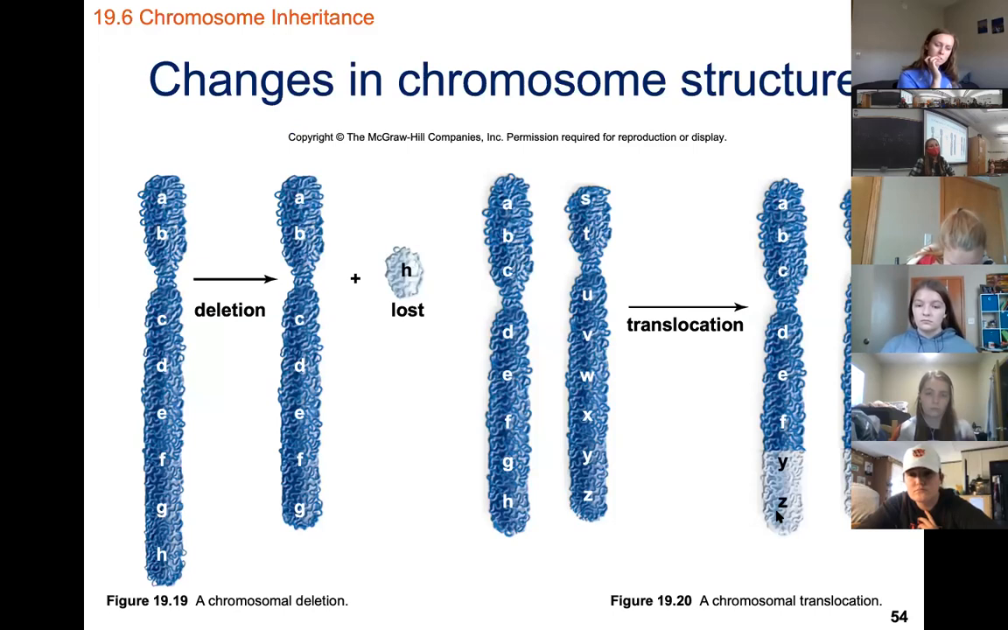Lastly, here we've got changes in chromosome structure. Same thing, it's just showing that your H can be lost there, and that would be considered a deletion. So on that far left, you have A, B, C, D, E, F, G, H. And then on the next one, you have A, B, C, D, E, F, G, and the H is lost. Translocation is where that Y and Z and the G and H flip. They're translocated. They went to a different spot.